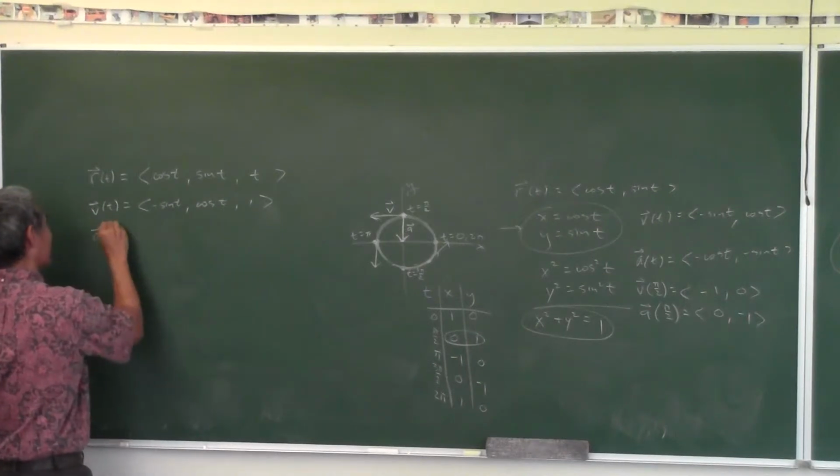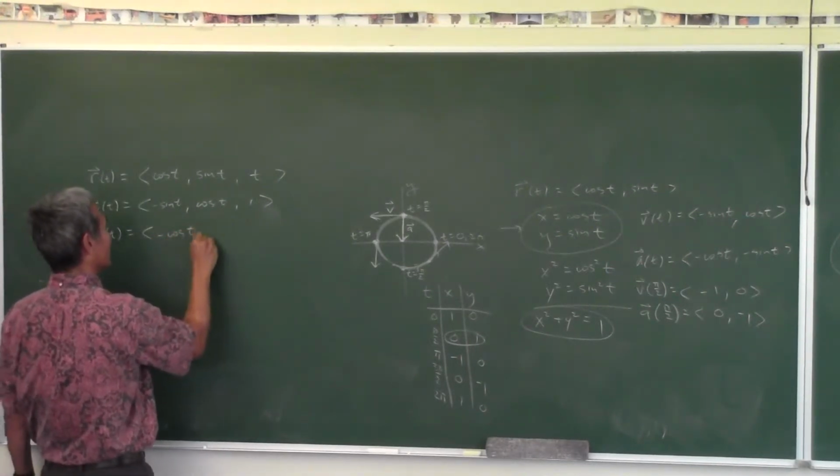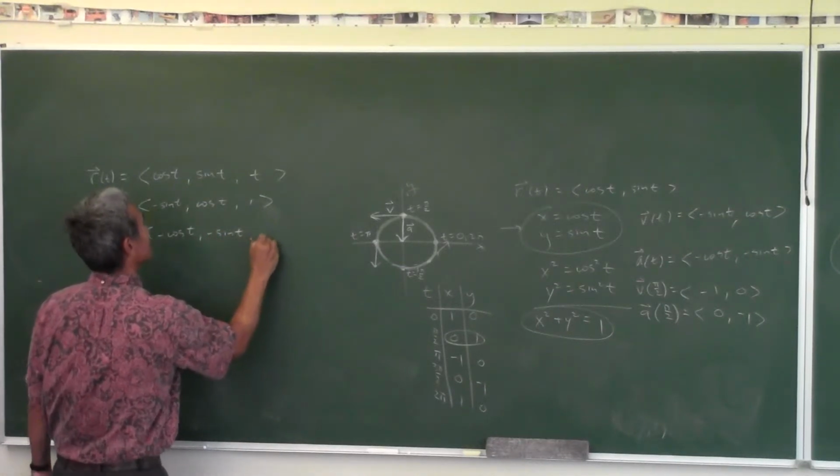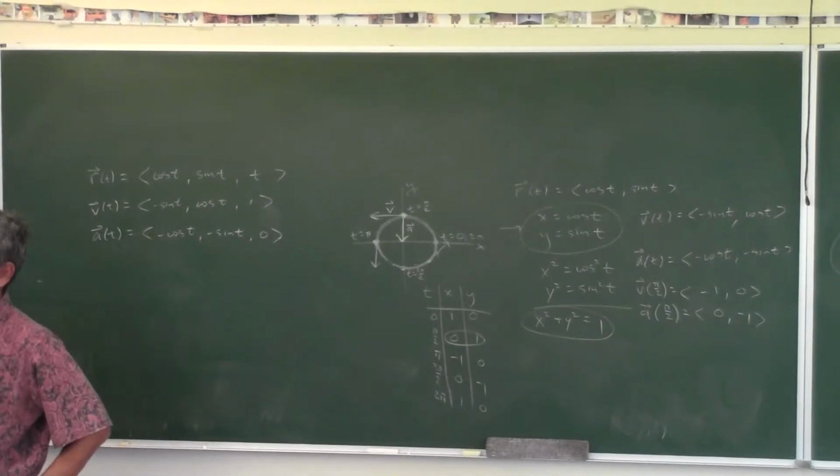What's the acceleration vector gonna be? Negative cosine t, negative sine t, 0. Bam! There you go. And then, of course, you can compute it at any value of t just by simply plugging in.